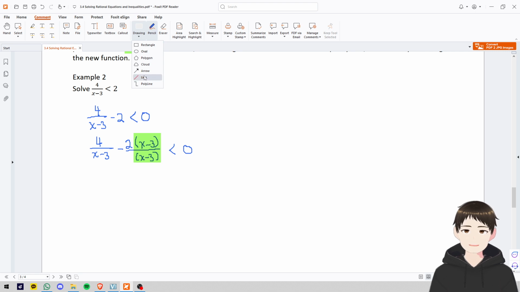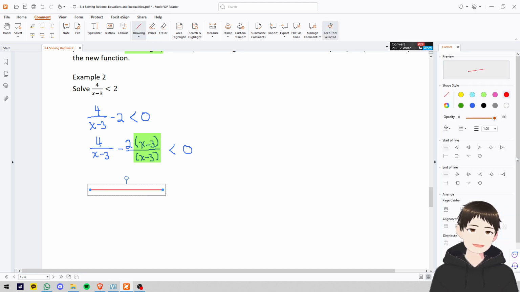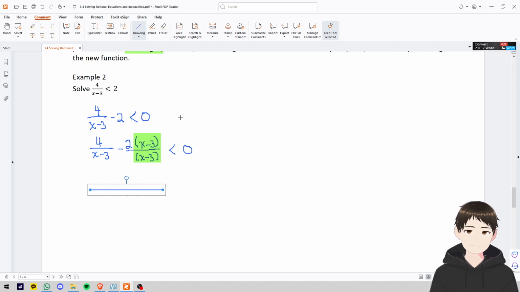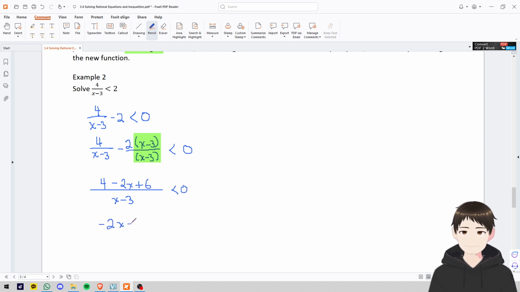I am going to simplify. I don't want that to be red necessarily. So the denominator is going to be x minus 3. This is 4 minus 2x plus 6. And then simplified, negative 2x plus 10 is over x minus 3. And that has to be greater than 0.